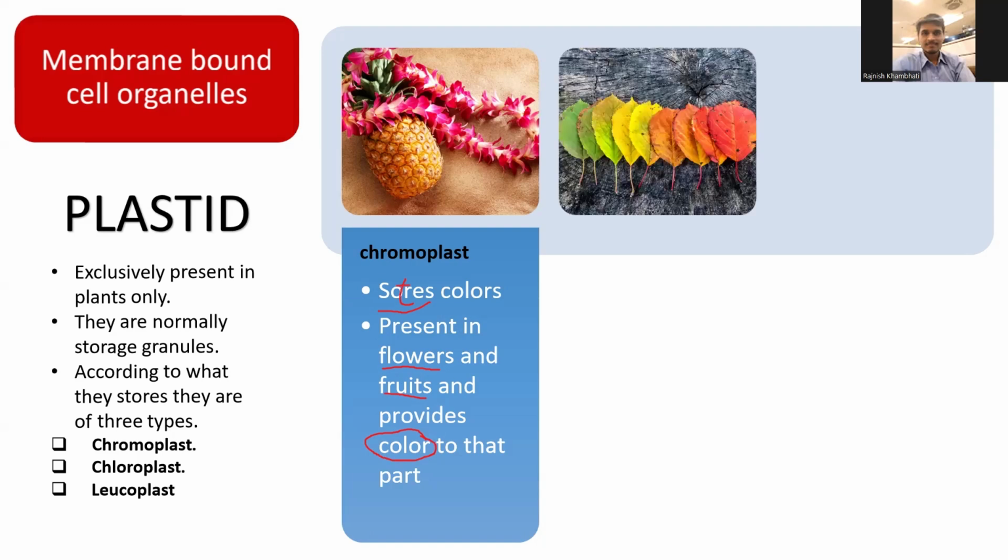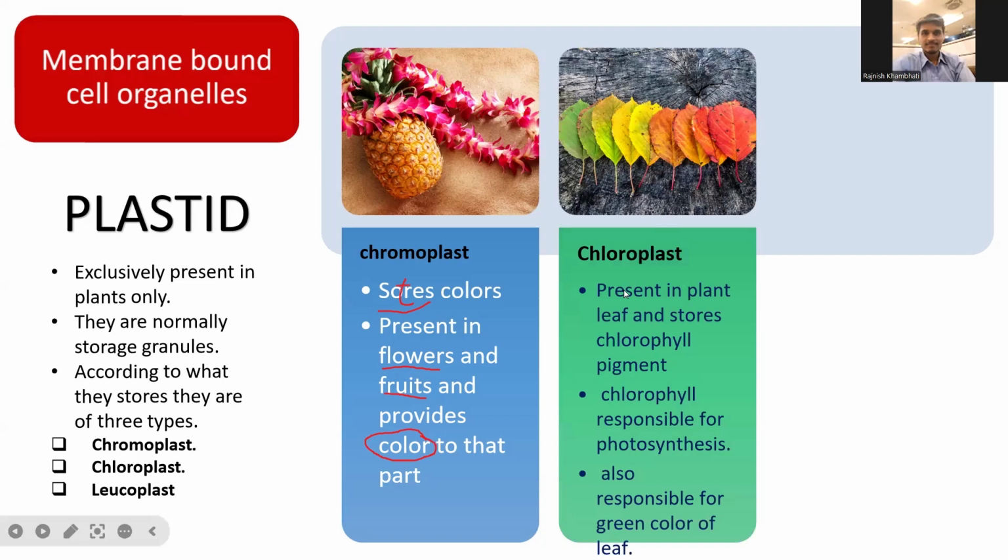The second type is chloroplast. Chloroplast is present in plant leaf and they store chlorophyll pigment. You might have heard this term previously, in your other standards too. The chloroplasts are present in plant leaf, and because of them, leaves are green in color. The chlorophyll pigment is responsible for photosynthesis, making of the food, and also for the green color of the leaf. So this is all about chloroplast.